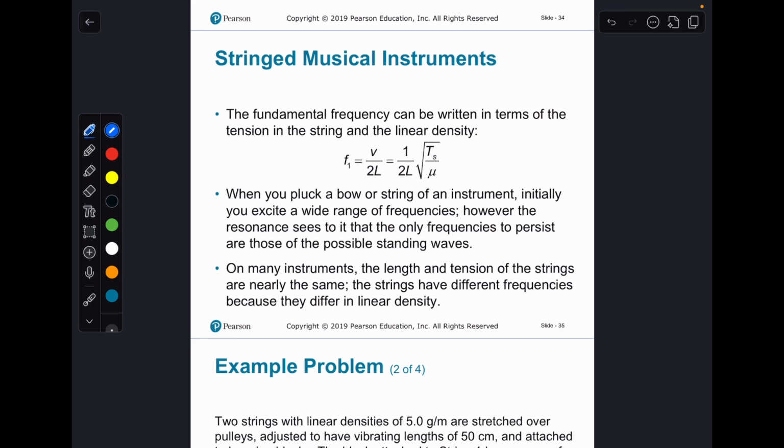Depending on the length of the string, you're going to achieve a particular frequency of sound, right? And so you can tune your instrument, changing the fundamental frequency by changing the tension on the string, or perhaps replacing the string with a different mass per unit length. So this is just relating what we're learning about to practical musical instrument theory.